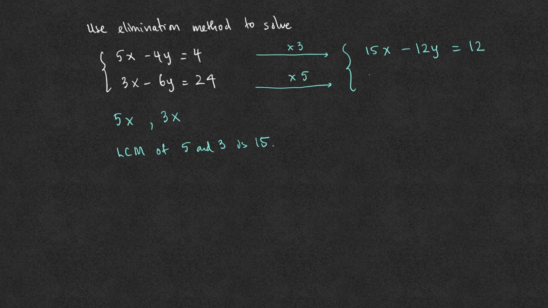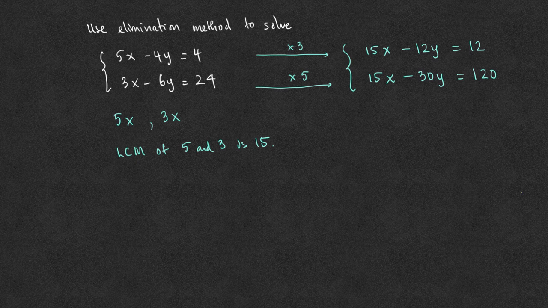3 times 5 is 15, so we have 15x. 6 times 5 is 30, negative 6y times 5 is negative 30y. And don't forget to multiply 5 to the constant term on the right hand side of the equal sign as well. 24 times 5 is 120. We now have a system of equations with the same amount of x.